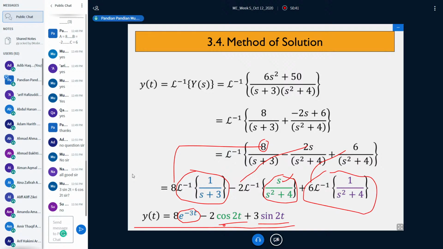3.2, slide number 5, under inverse transform. Inverse Laplace transform of S over S squared plus 4 is cos 2t. Inverse Laplace transform of 1 over S squared plus 4, actually, this one is 1 over 2 sine 2t. So 1 over 2, because there is a 2 here, the 1 over 2 becomes 3. Not this one. No. This one is not correct.